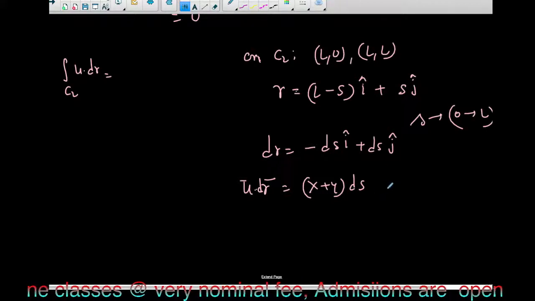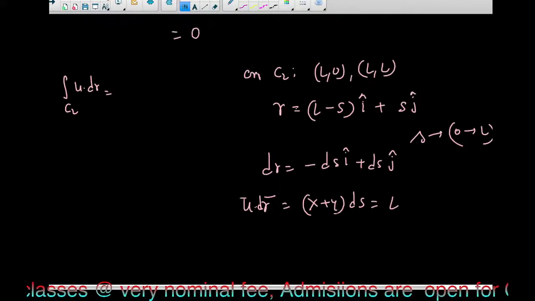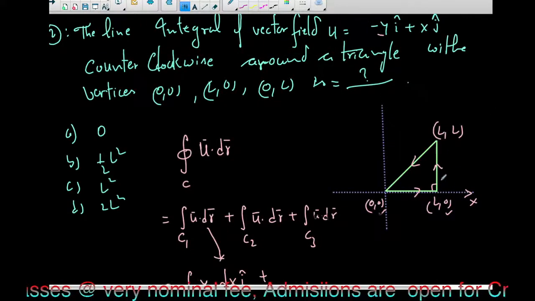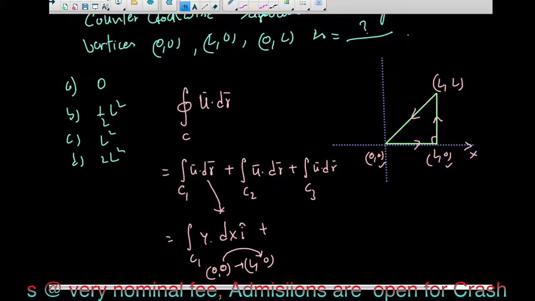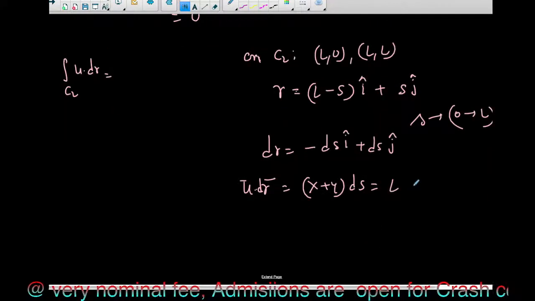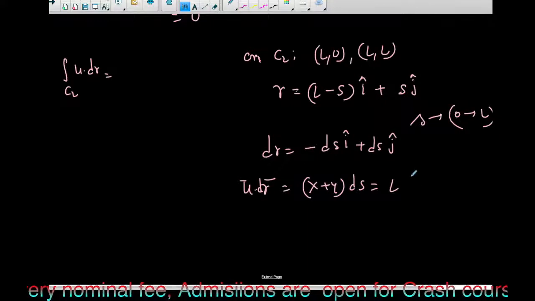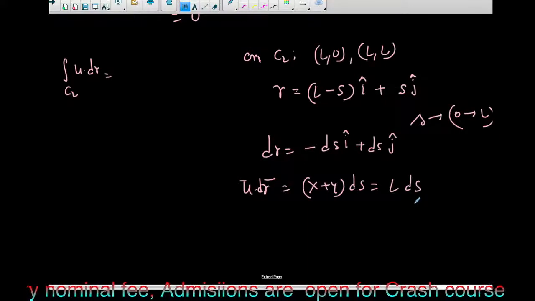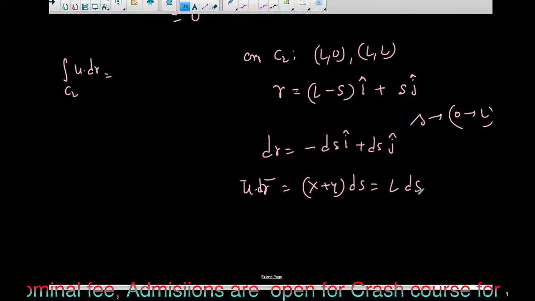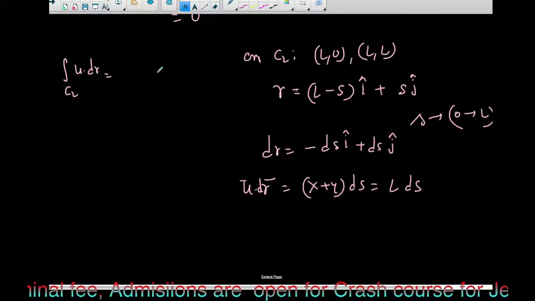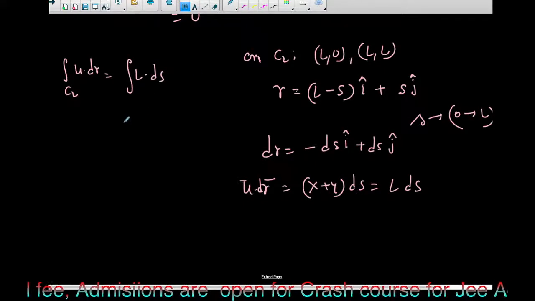And here when you get x plus y ds, that is the x and y coordinate. When you add the x and y coordinates, the x coordinate is L and the y coordinate is L, so x plus y from 0 to this point on curve C2 is L ds. L ds directly we can say. So finally, on the curve C2 it is L ds. Combinedly we get L ds on this curve C2.